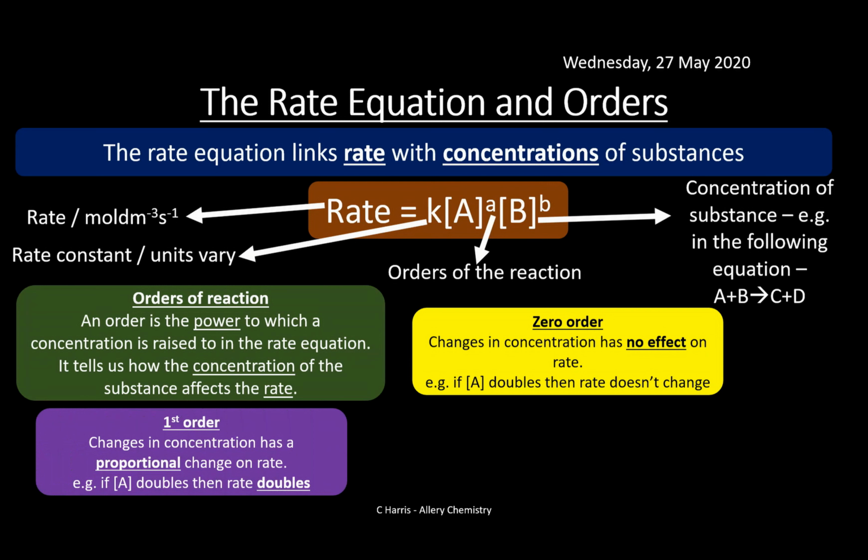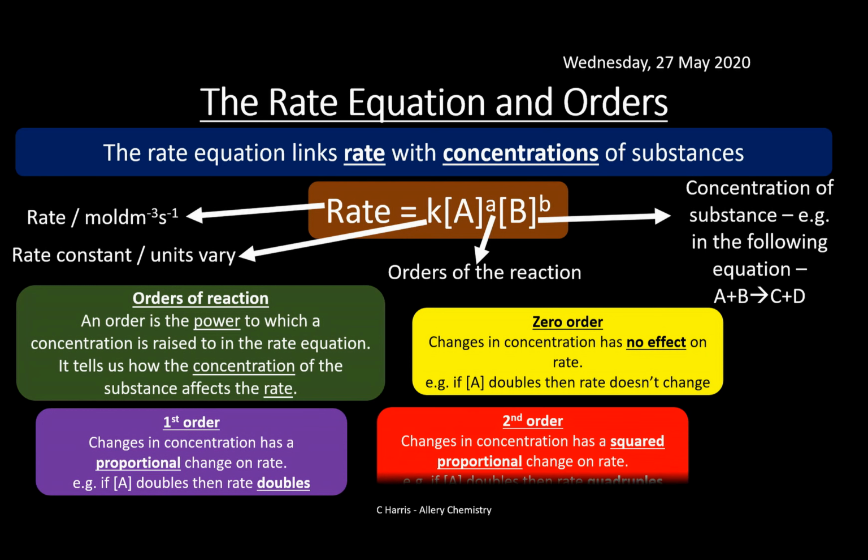So this is where changes in concentration are directly proportional to the change in rate. So for example, if we double A, then rate will double. If we quadruple A, then rate will quadruple. Okay, so it has the exact effect, so it's directly proportional to it.